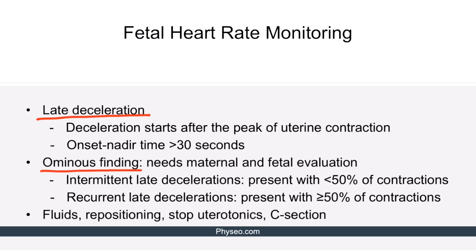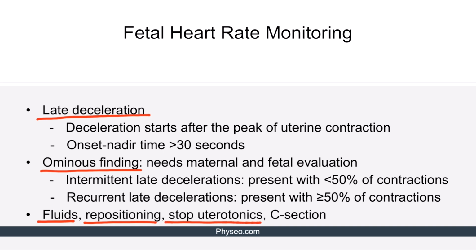Intermittent late decelerations are the ones that are present with less than 50% of uterine contractions, while recurrent late decelerations are present with greater than or equal to 50% of contractions. Management of late decelerations should begin with IV fluids, maternal repositioning, and stopping uterotonics.